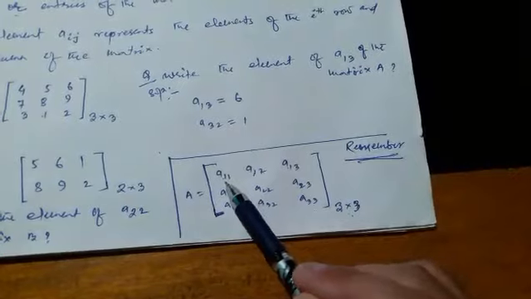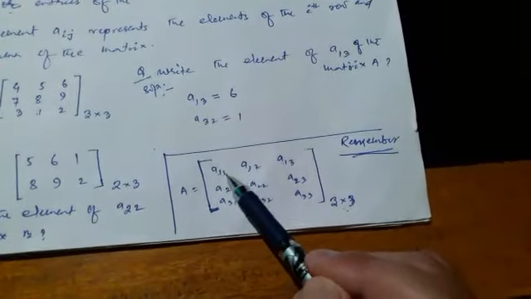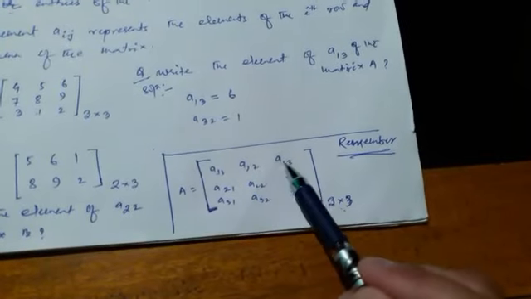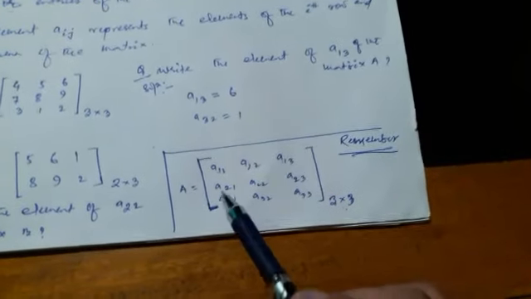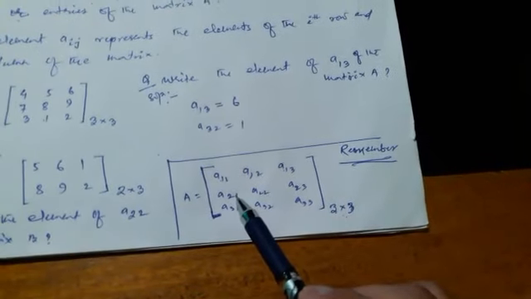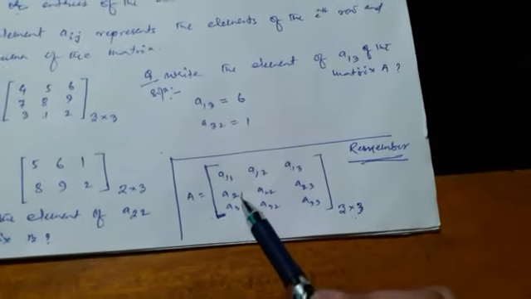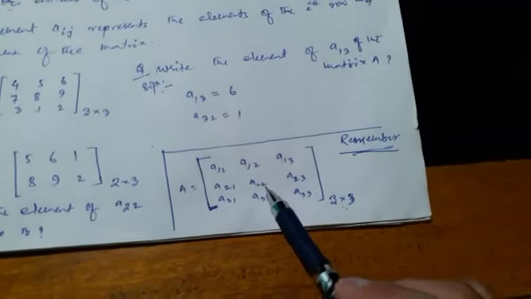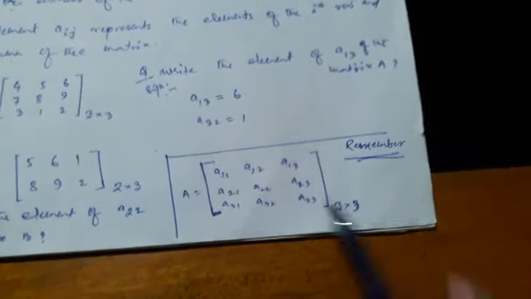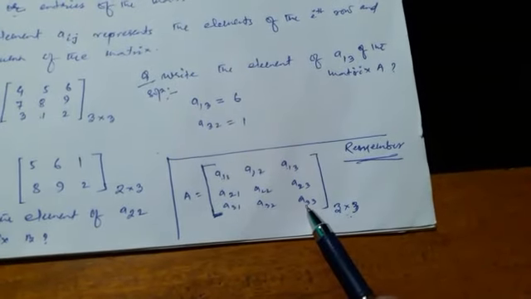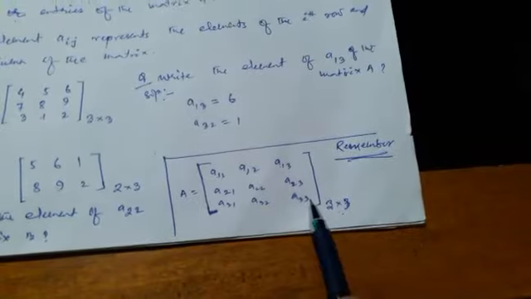Then this indicates the element in the first row and first column. This indicates the first row and second column, first row, third column. a21 indicates the second row and first column element. Second row, second column element, like that we will go on. In the last, a33 is the third row and third column element.